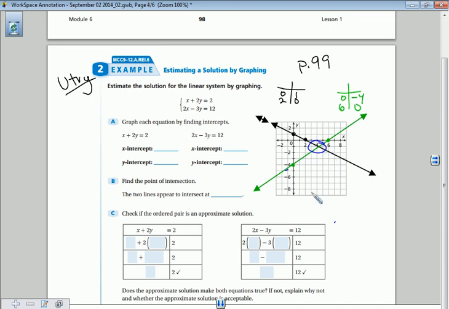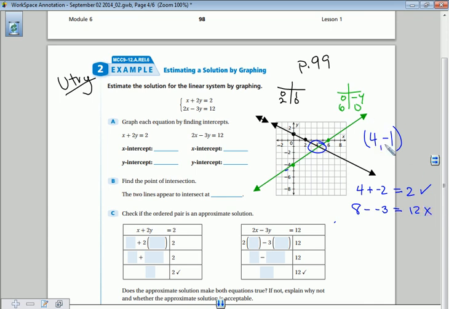Right in there. So it kind of looks like (4, -1), right? All right. So let's plug in (4, -1). I get 4 plus -2 equals 2. Is that true? Yes. Okay, let's plug in (4, -1). I get 8 minus a -3 equals 12. Is that true? No.